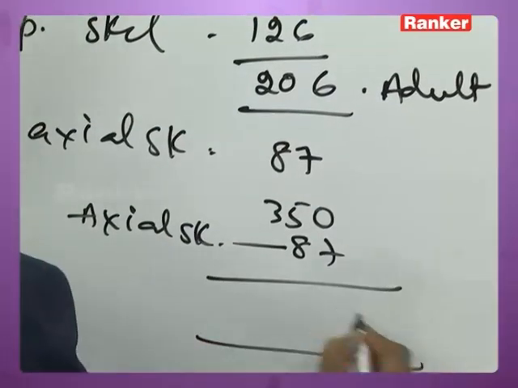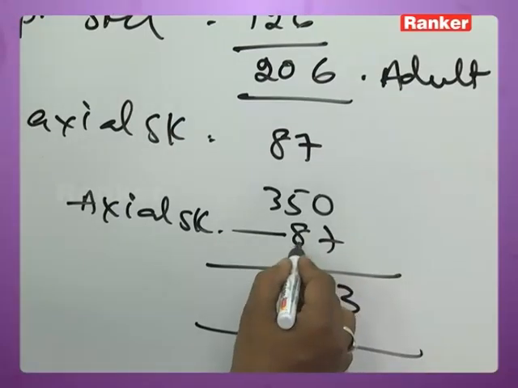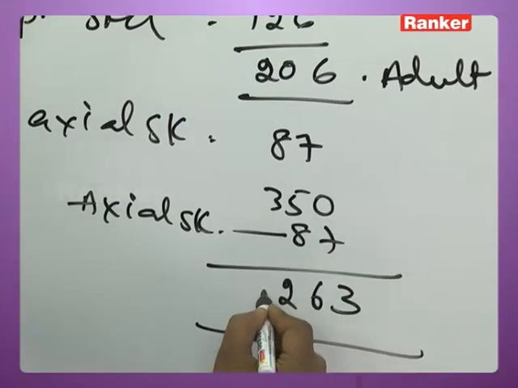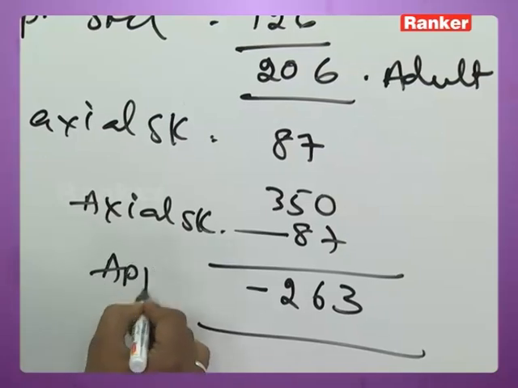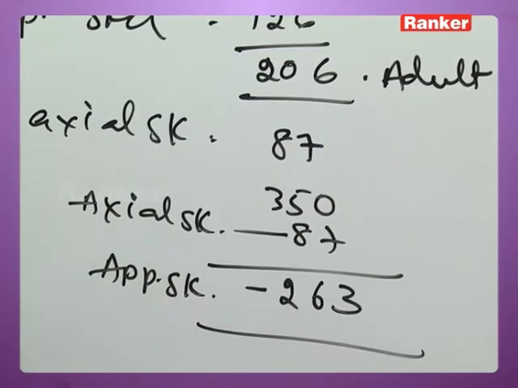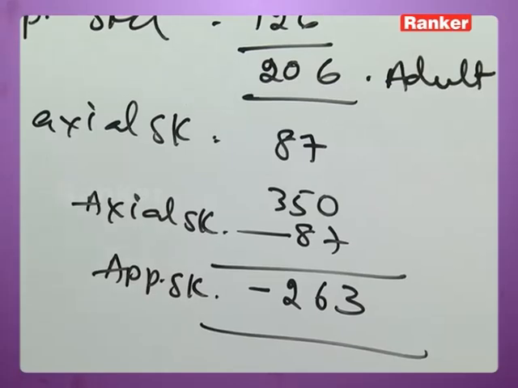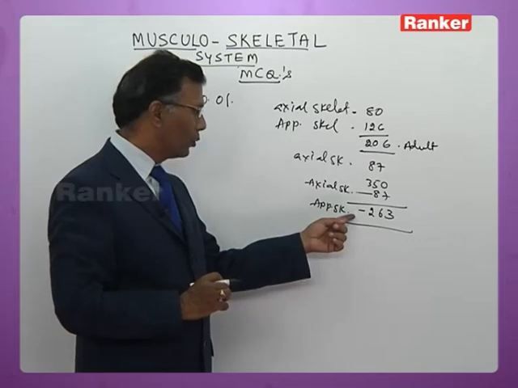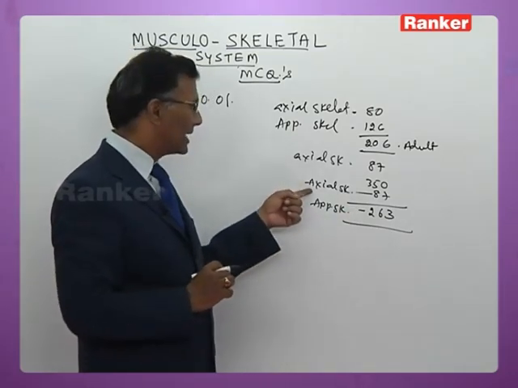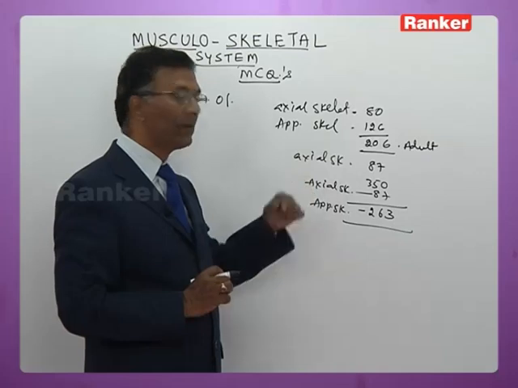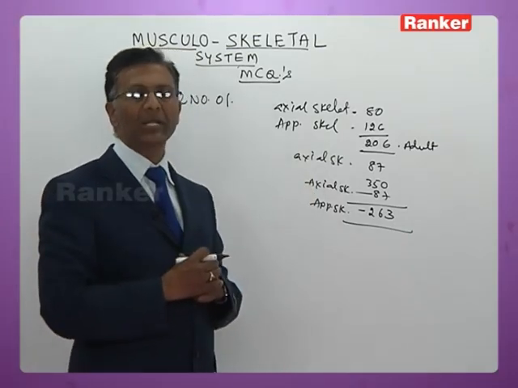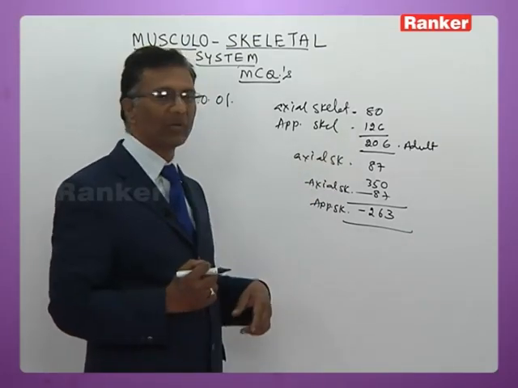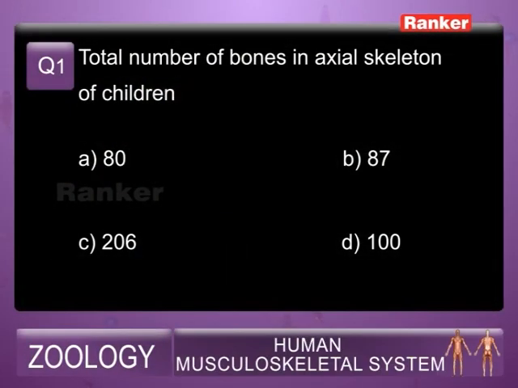Then the remaining 263 are present in appendicular skeleton here. So in appendicular skeleton you find 263 in children, in axial skeleton you find 87. Altogether 350 bones are present in the entire endoskeleton of children, whereas in adult 206 bones are present. So as per the question, the answer is 87. That is answer B is the correct answer.